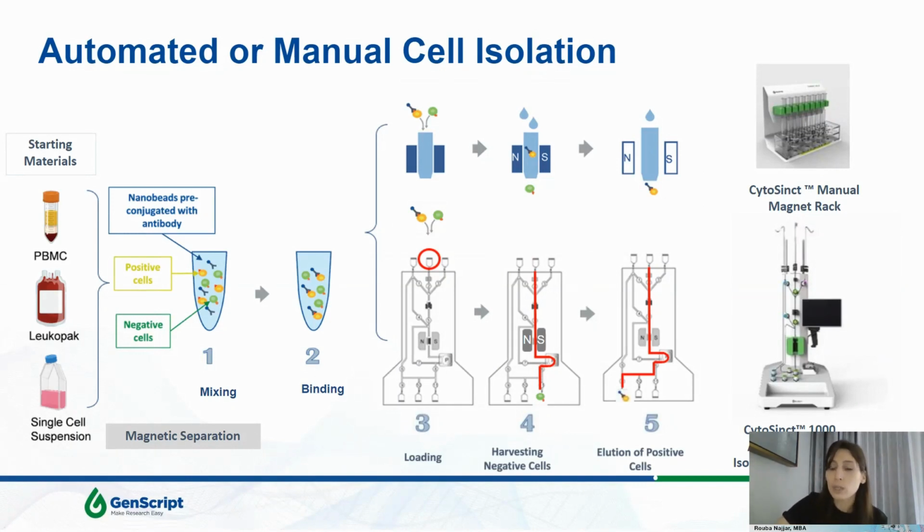So with that said, you can do either the manual route, which is what you're seeing on the top right corner with our CytoSinct magnetic rack, or we have an automated solution, what you're seeing on the bottom right-hand corner, which is what we call the CytoSinct 1000. And this is a completely automated instrument that will enable you to automate basically one leukopak.